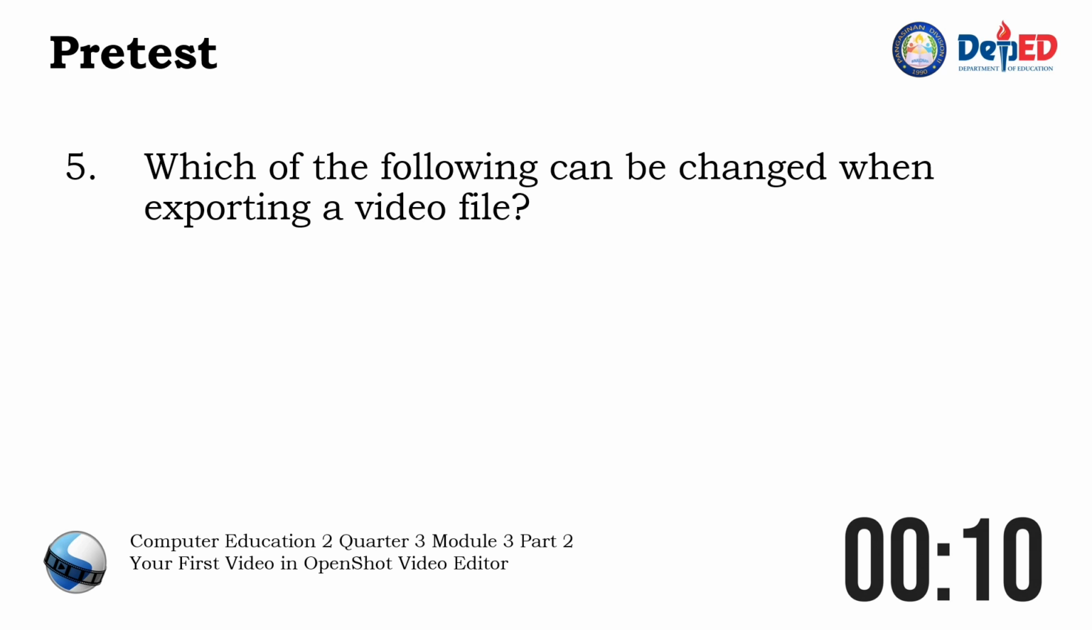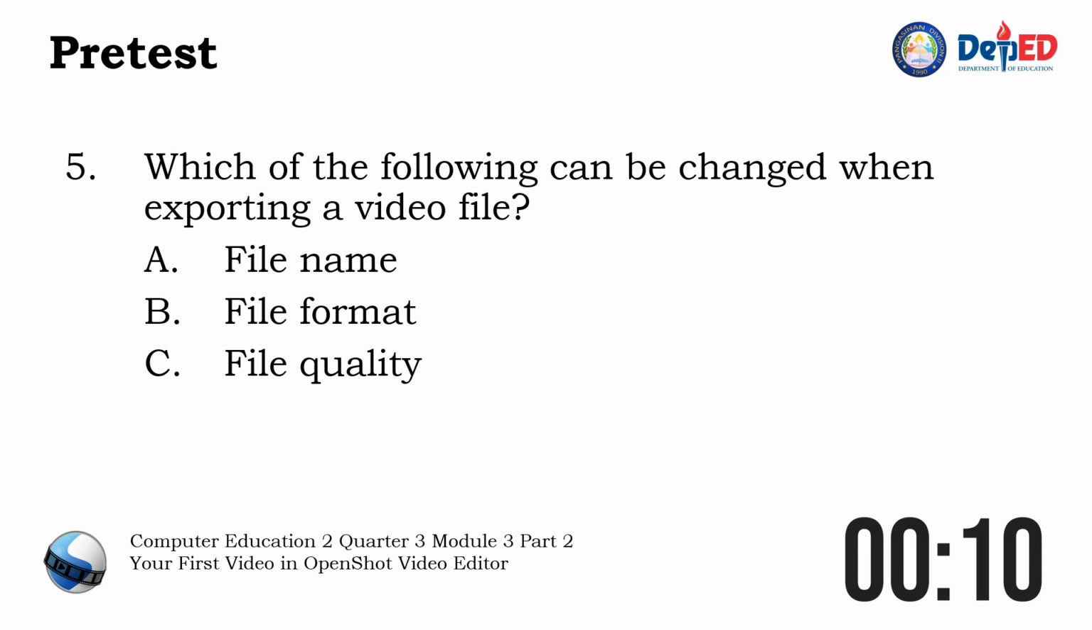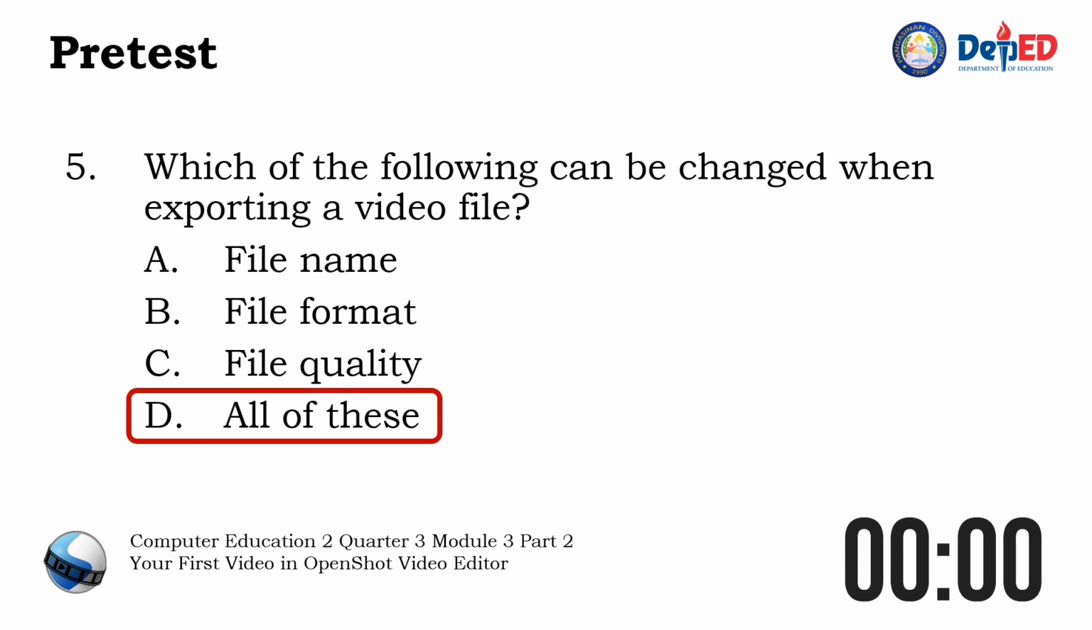5. Which of the following can be changed when exporting a video file? A. File name. B. File format. C. File quality. D. All of these. If your answer is D, then you are correct.